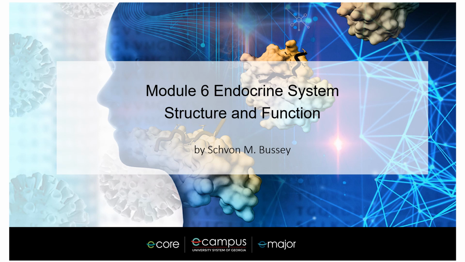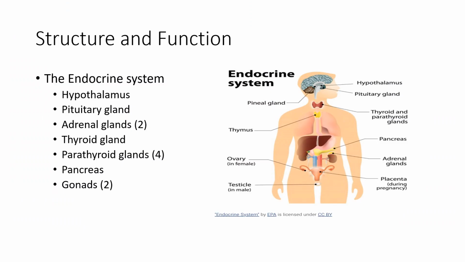In this section, we will look at the endocrine system, structure and function. The endocrine gland is the major player in the system. The endocrine system is made up of the hypothalamus, pituitary gland, adrenal glands, thyroid gland, parathyroid glands, pancreas, and gonads. The primary function of these ductless glands is to secrete their hormones directly into the surrounding fluid.